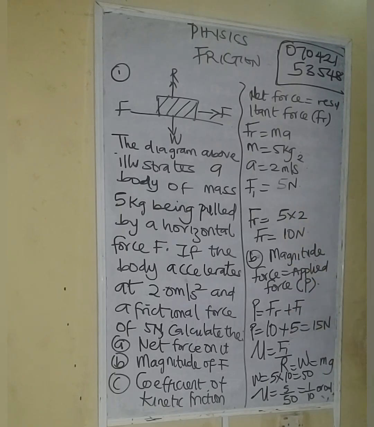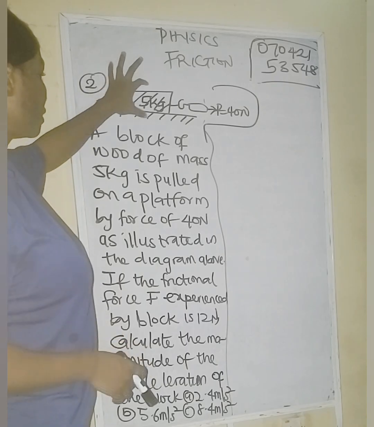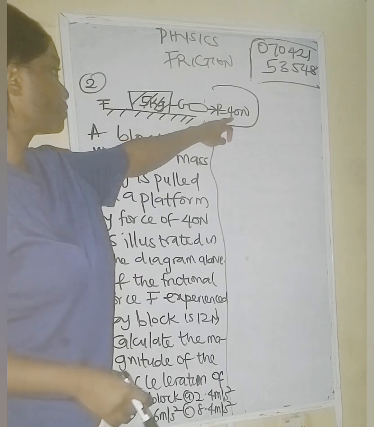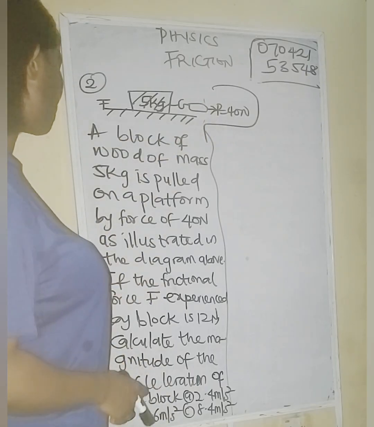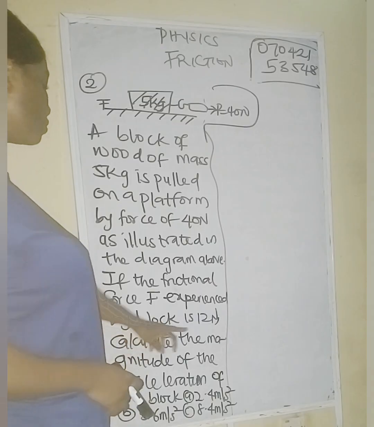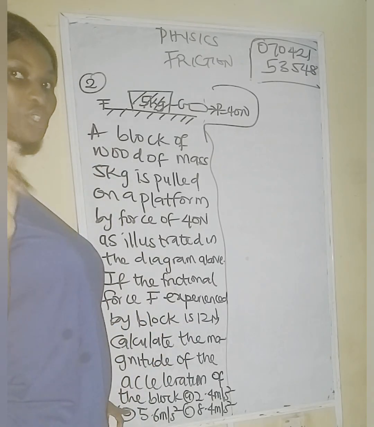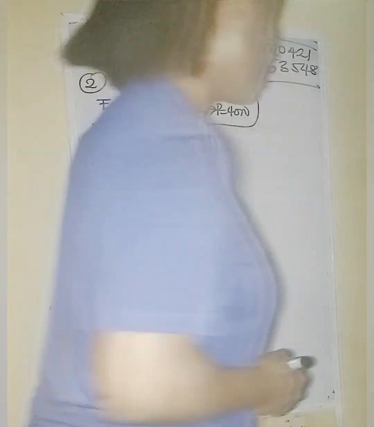So let's solve another question now. It is very easy once you know the formulas, okay? They said a block of wood of mass 5 kg is pulled on a platform by a force of 40 Newton, as illustrated in the diagram above. If the frictional force experienced by the block is 12 Newton, we have to calculate the magnitude of the acceleration of the block, which is A. That is what we're looking for. So let's do that now.